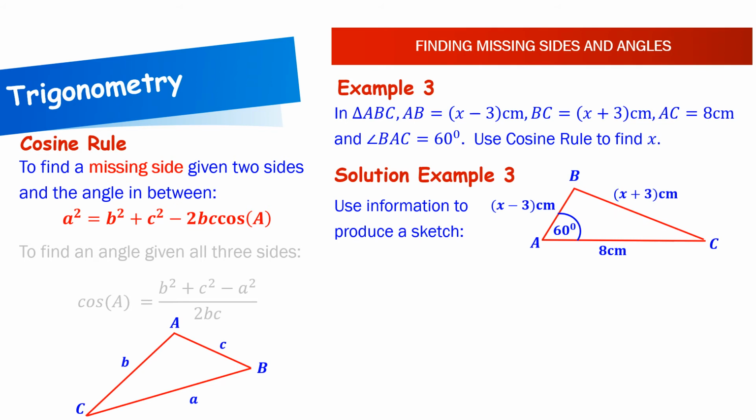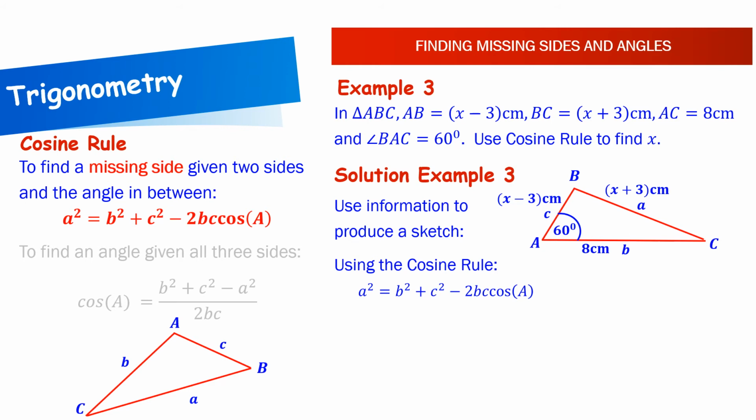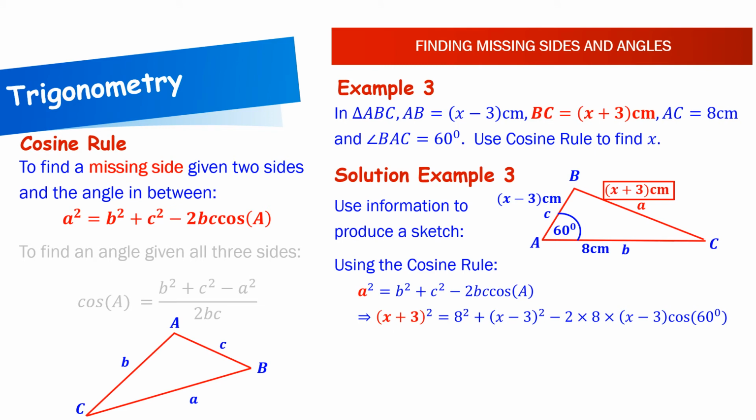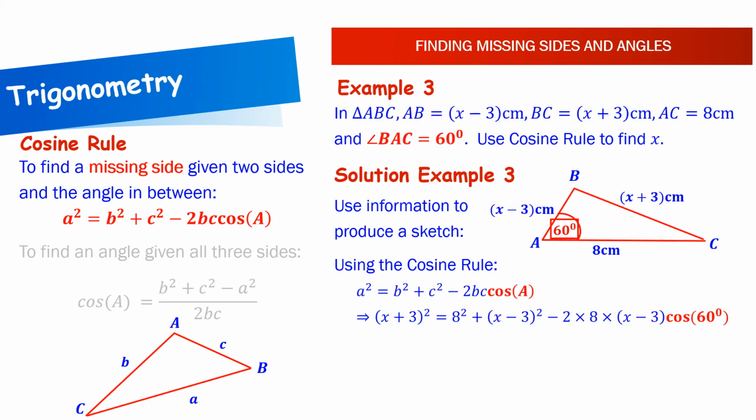So let's use the cosine rule. x plus 3 all squared replaces a squared. 8 squared replaces b squared. And 8 replaces b. x minus 3 squared replaces c squared. And x minus 3 replaces c. And cos 60 degrees replaces cos A.